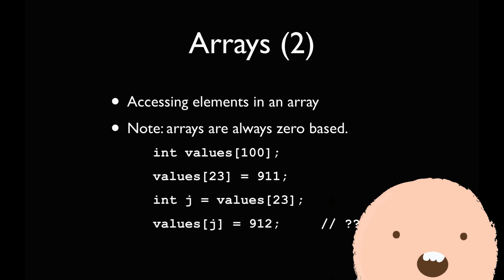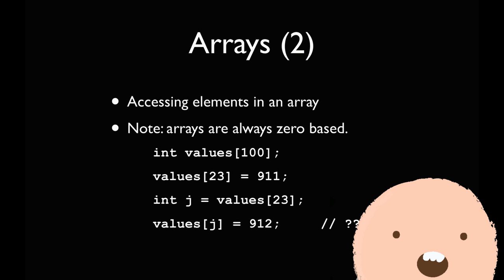Now we can access elements in an array using these subscripts. And once again, you should note that these arrays are always 0 based in C. So if I have an array called values, int values, and I set it to be 100, it will have 100 integer elements, and the indices are going to range from 0 to 99.